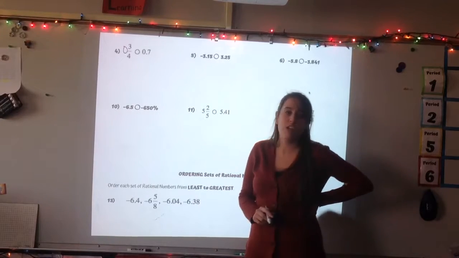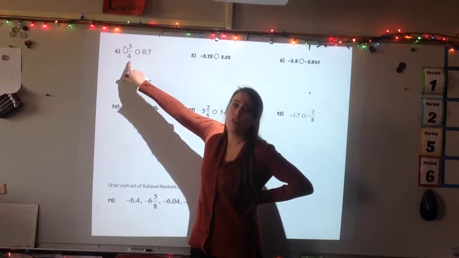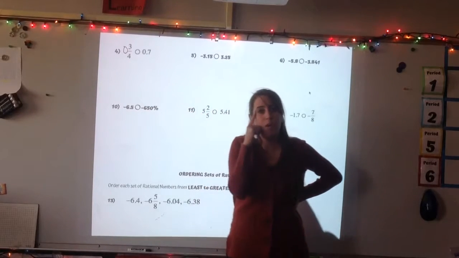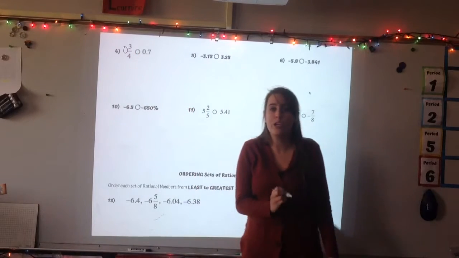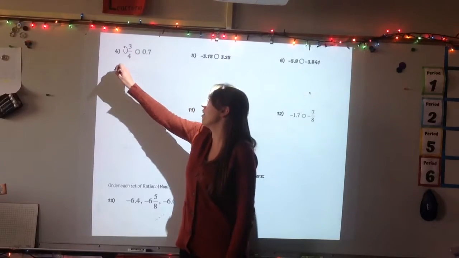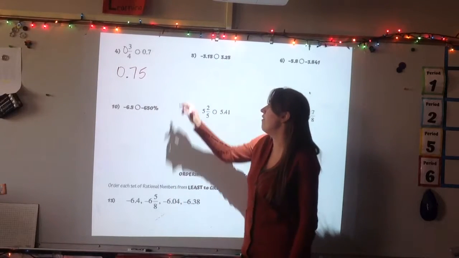So I need to convert so that they're both decimals. This one's already a decimal, so I'm going to convert 3/4 to a decimal. Maybe you know that one by heart. Maybe you're going to plug in the calculator, 3 divided by 4, or you can use your conversion chart, and you're going to see that 3/4 is equivalent to 75/100.